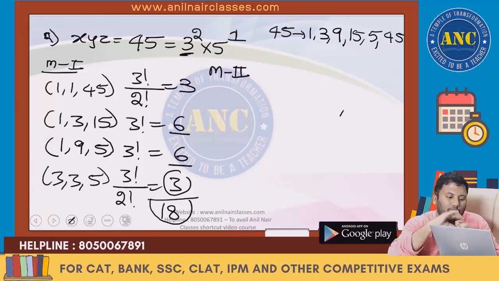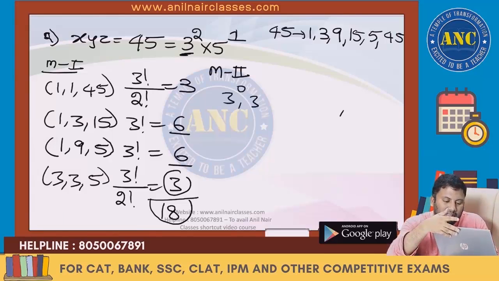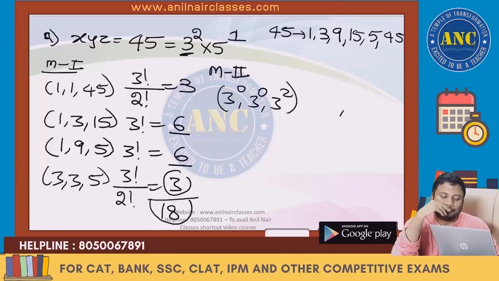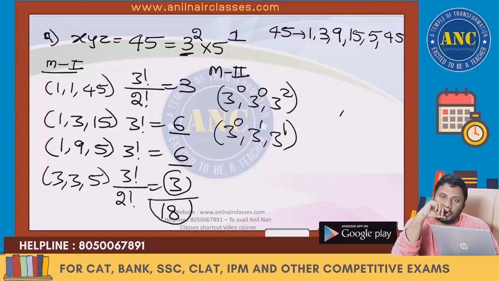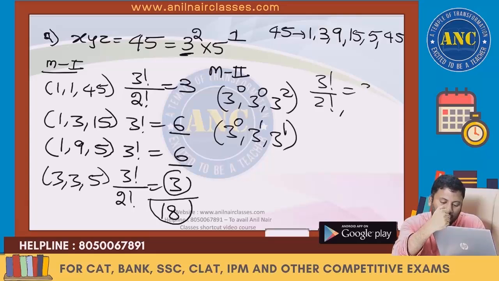3 power 2. Can I distribute it like this? 3 power 0, 3 power 0, 3 power 2. Can I distribute it like this? Am I right? Yes or no? Is it clear? So 3 numbers, 3 factorial by 2 factorial, which is nothing but 3.